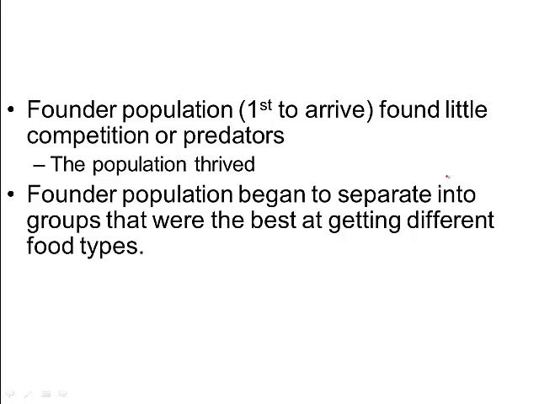So if you were a finch trying to get food from a nut and you didn't have the right kind of beak, you weren't going to get that food, and you were either going to die or you were going to have to start to eat a different kind of food. So that founder population, just on the main island, started to separate into different groups based on different food types, but there was still too much competition.